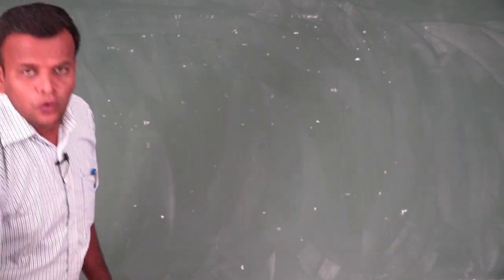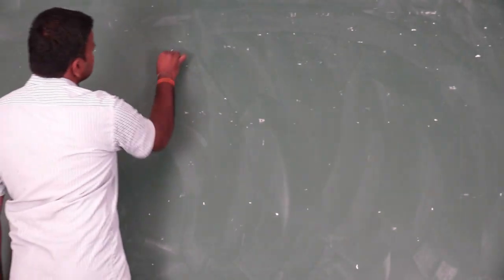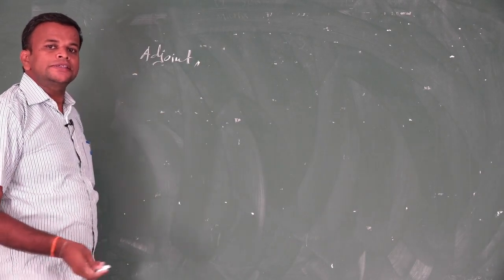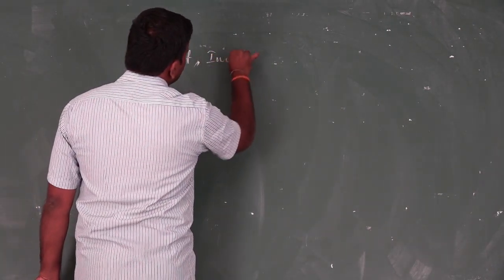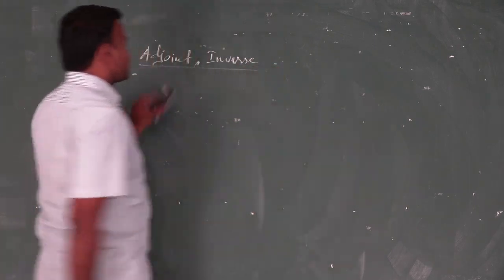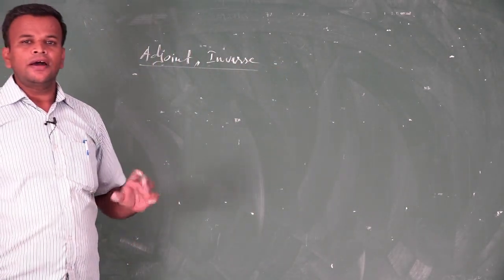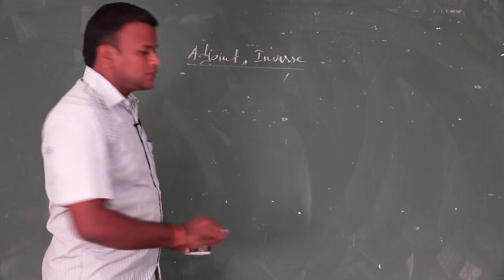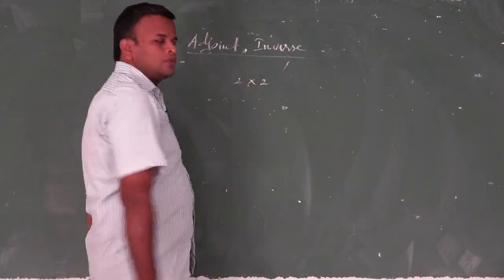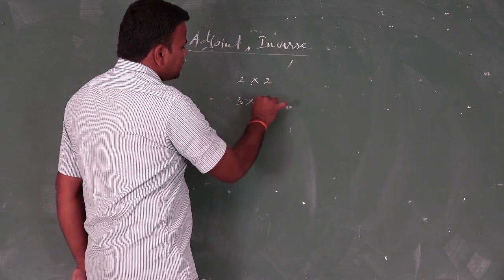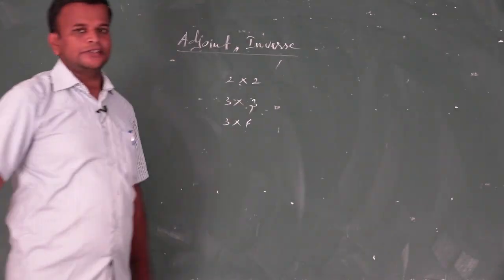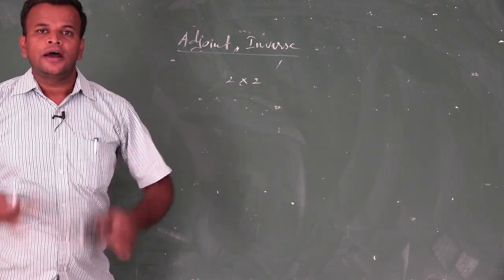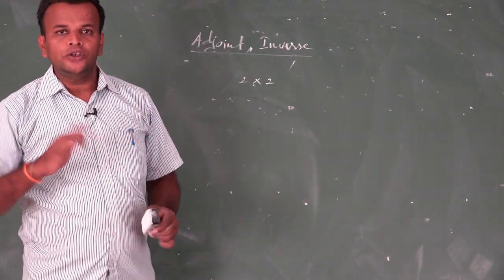Now we introduce two more matrices. One is adjoint and another one is inverse. One is the adjoint of the given matrix and another one is the inverse. First we see the 2 by 2 matrices. There are so many matrices, 2 by 2, 3 by 3 and 3 by 4. First we see 2 by 2 matrices: how to find the adjoint and inverse of a 2 by 2 matrix.